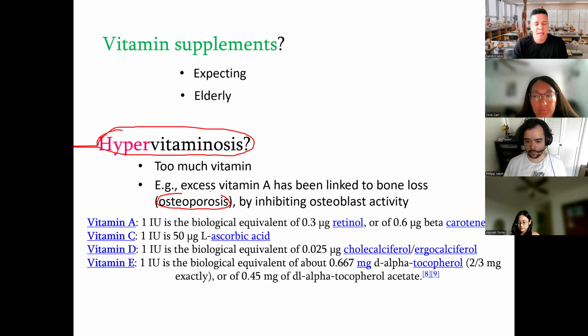osteoporosis by inhibiting osteoblast activity, and it is especially problematic for the older folks, right? A lot of people already have a tendency toward osteoporosis, especially women at menopause age. And if they are taking in excess vitamin A, that is going to exacerbate the problem, right? Any questions, folks? All right.